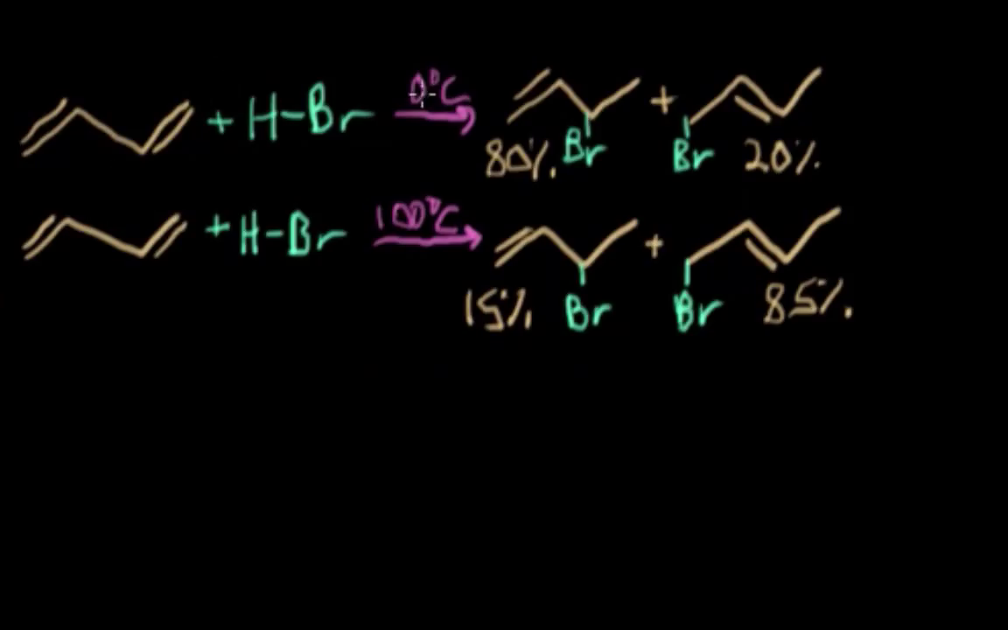And again, if you run this reaction at 0 degrees, we get this ratio where we have more kinetic product than thermodynamic product: lower temperature, more kinetic product. And then if we run it again at a higher temperature, 100 degrees Celsius, we get more of the thermodynamic product. So higher temperature, thermodynamic product.